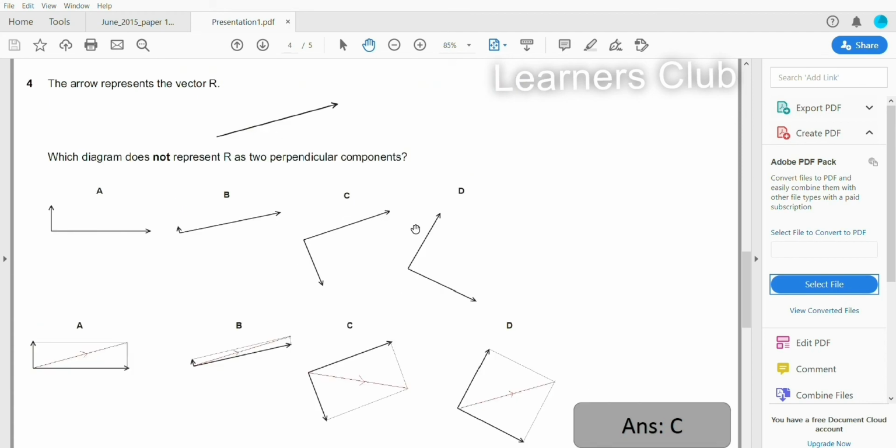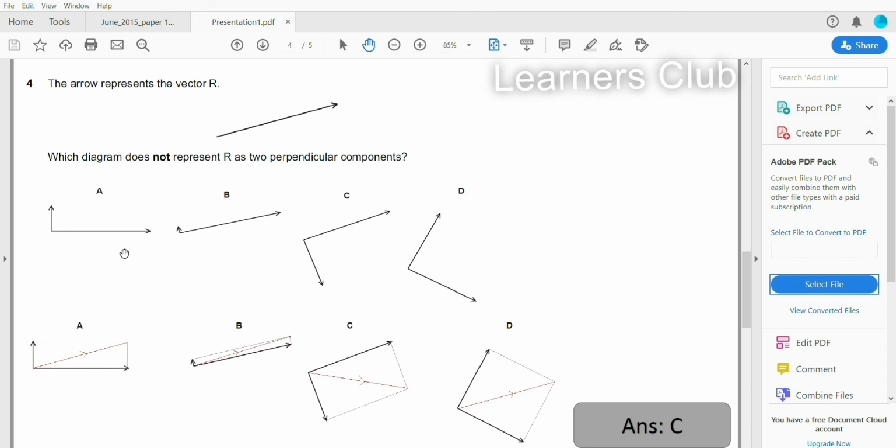Question 4. The arrow represents the vector R. So this arrow is our vector R. Which diagram does not represent R as two perpendicular components? We have these 3 or 4 options. We need to check which resultant will not give this R vector.